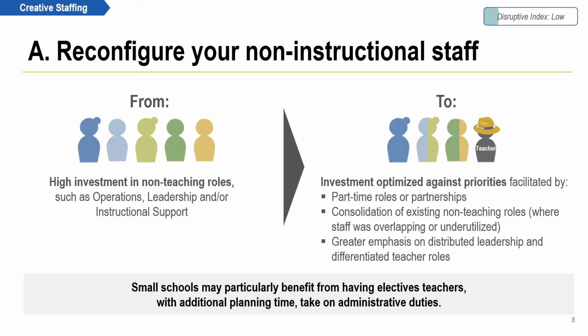Option A is to reconfigure your non-instructional staff, moving from a high investment in non-teaching roles to investments optimized against priorities. Particularly in small schools, the overhead of administrative staff can be very high and teacher utilization can be low in schools that are trying to offer many course offerings. Generation schools divvied up the admin responsibilities across teachers because they had such low teacher utilizations. Teachers teach classes for 4 periods and serve as guidance counselors for 2. This can be particularly effective in schools that have low teaching utilization, which tend to be smaller schools.